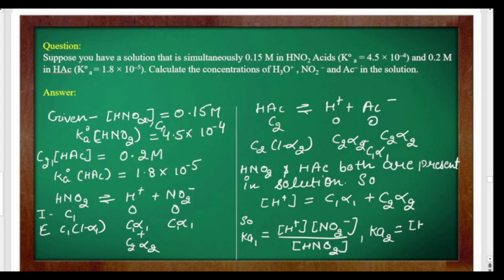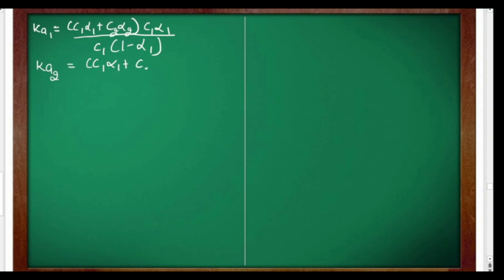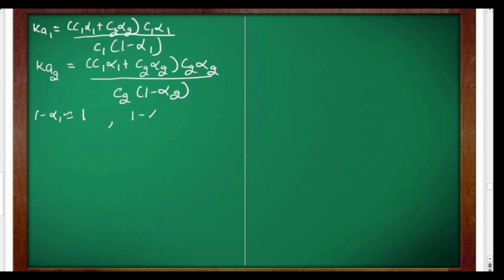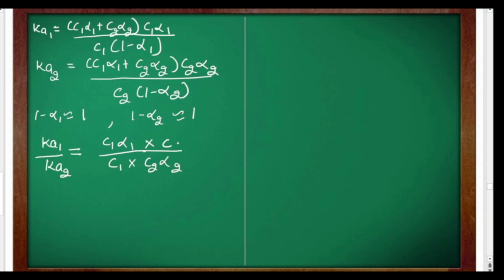We can write the dissociation constant formula for nitrous acid and acetic acid. Now put the values of equilibrium concentration of hydrogen ion, nitrite ion, nitrous acid, acetate ion and acetic acid in the dissociation constant formula for nitrous acid and acetic acid. Degrees of dissociation alpha 1 and alpha 2 are very small, so they can be neglected in comparison to 1. Now divide the dissociation constant of nitrous acid by that of acetic acid.